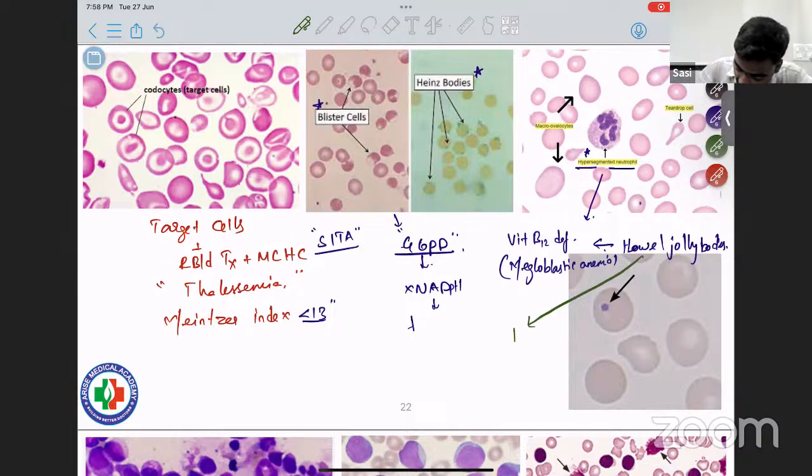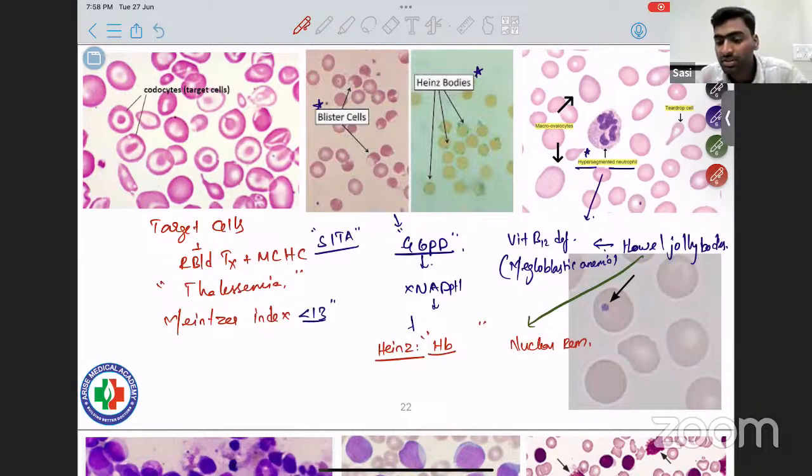They are actually the nuclear remnant. Whereas in the case of G6PD deficiency, these Heinz bodies are actually which remnants? They are the hemoglobin remnants. Okay. Just remember these 2 points about this blood.